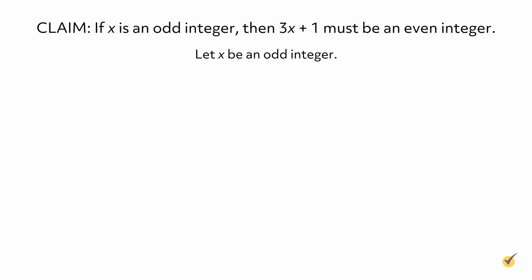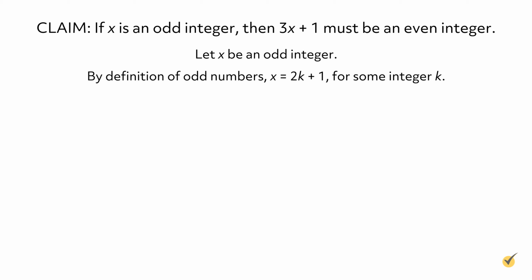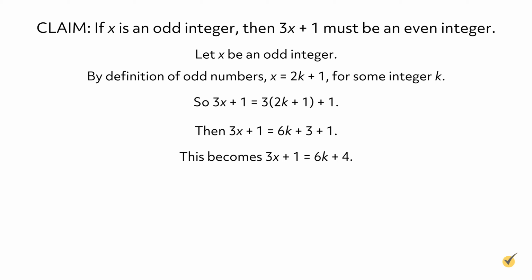Odd integers can be expressed in the form 2k plus 1, where k is any integer. Let's now write that x is equal to 2k plus 1. Let's see how this changes the expression 3x plus 1. When we substitute x equals 2k plus 1 into the expression 3x plus 1, we get 3x plus 1 is equal to 3 times (2k plus 1) plus 1. From here, we simplify. Then 3x plus 1 equals 6k plus 3 plus 1, which becomes 3x plus 1 equals 6k plus 4.